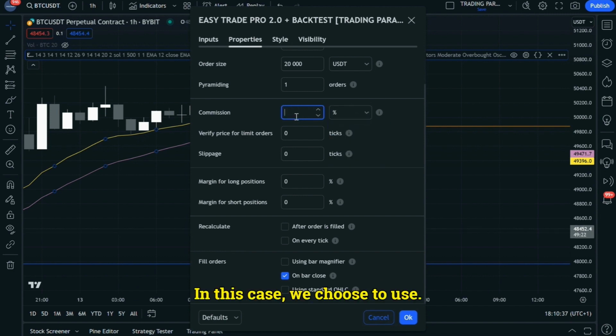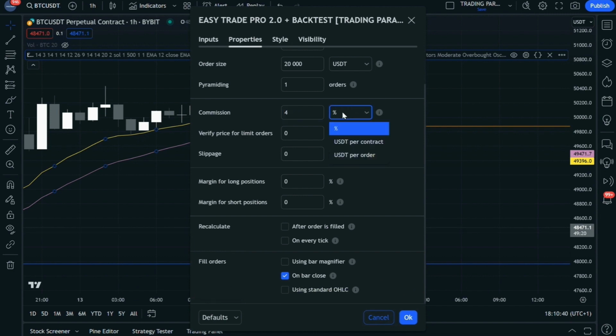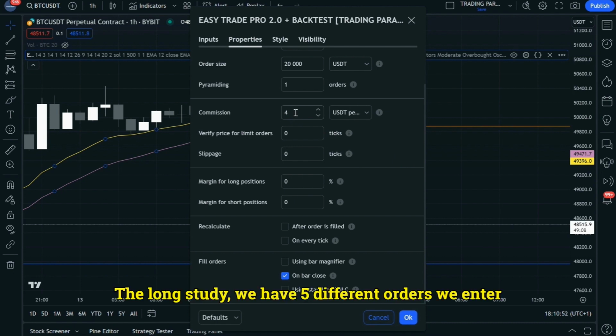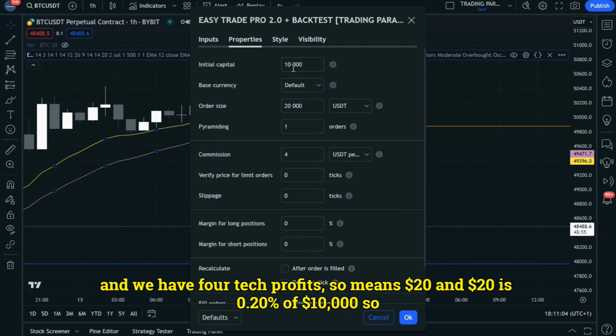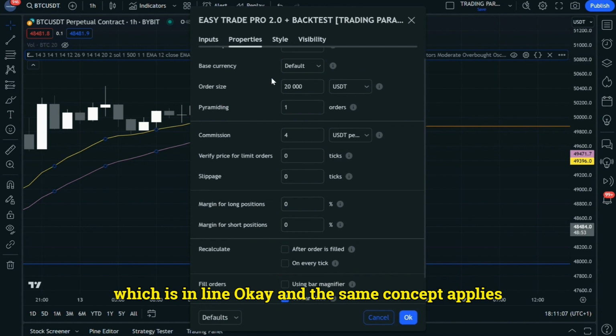In this case, we choose to use $4 per order because in the long study we have 5 different orders we enter and we have 4 take profits, so that means $20, and $20 is 0.20% of $10,000, which is in line.